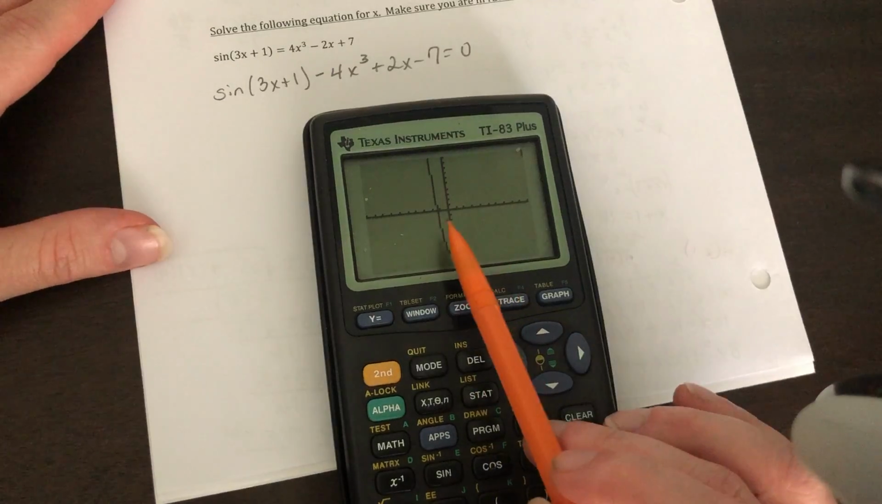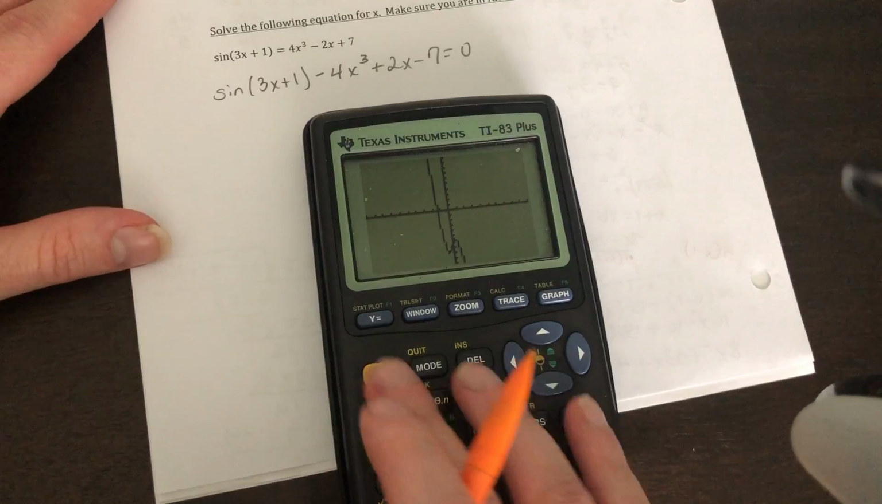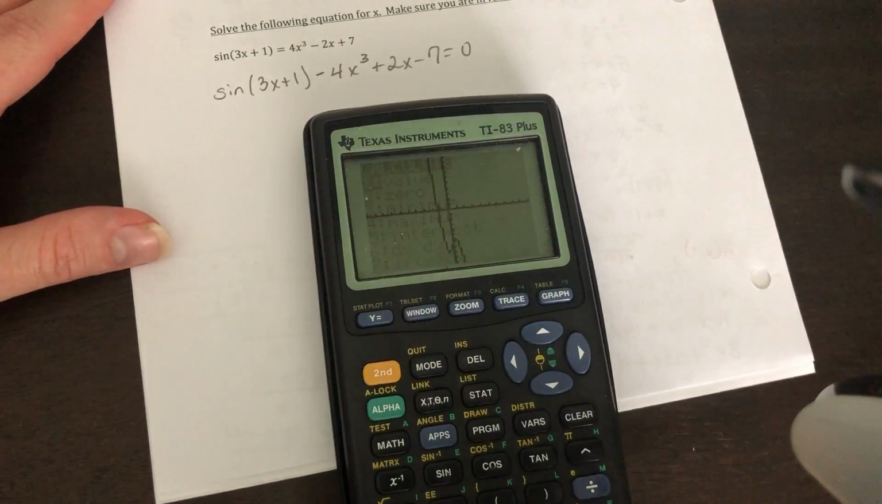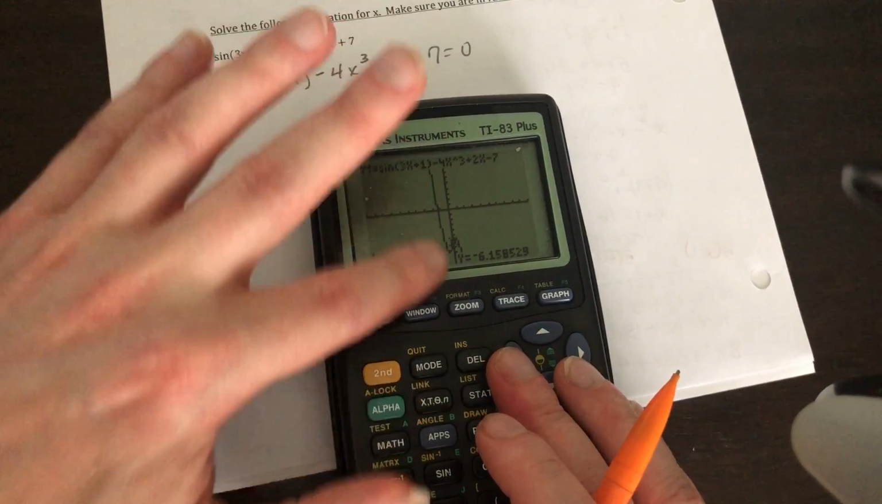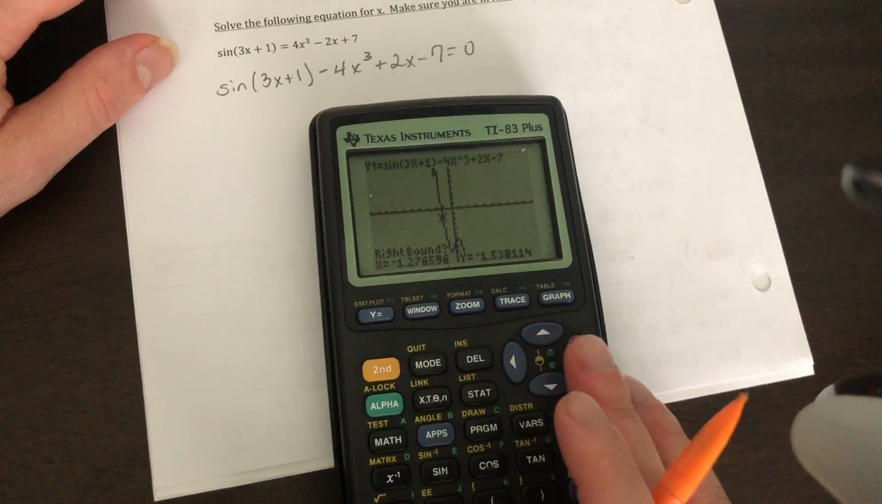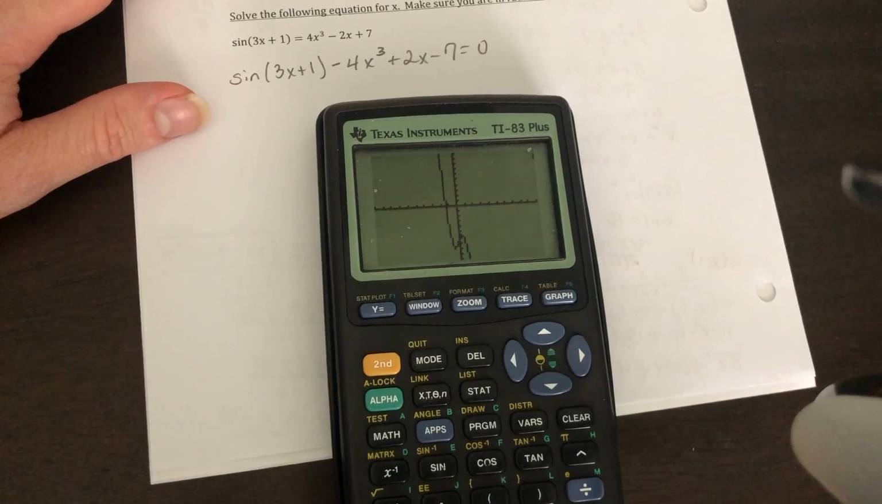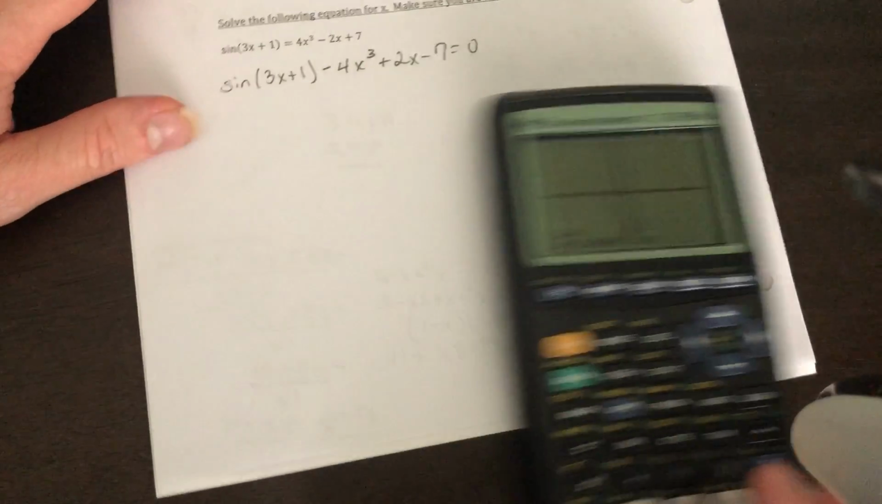Okay, so I see that I have one zero in this window, and it's probably going to be the only one. So we do second calc, 0. Now since the graph is decreasing, we have to go above first and below the x-axis. Hit enter again, and you get negative 1.348.